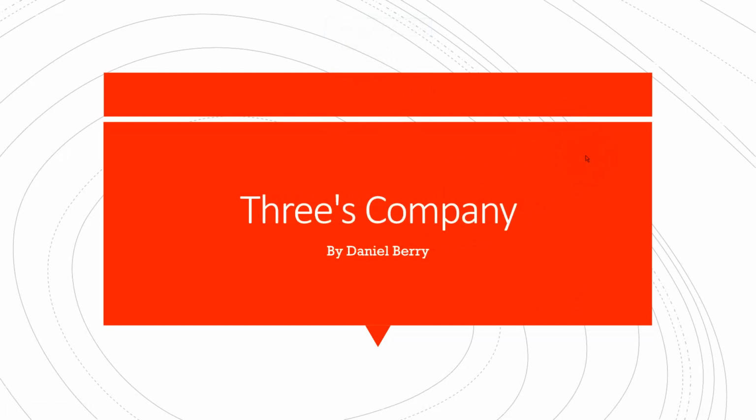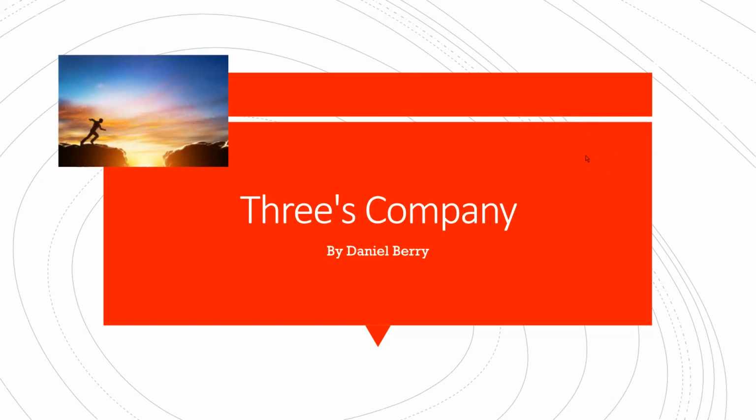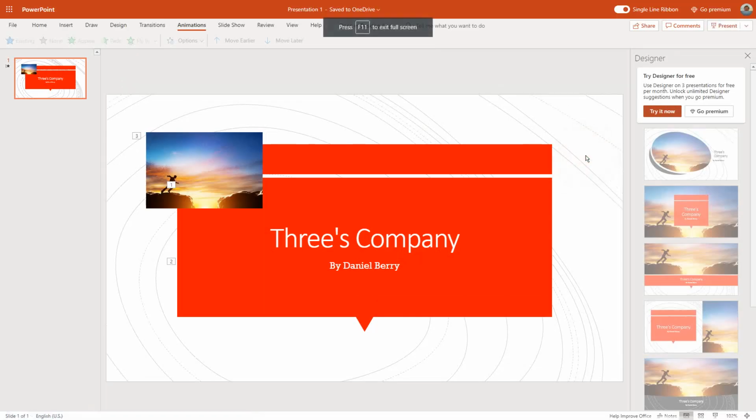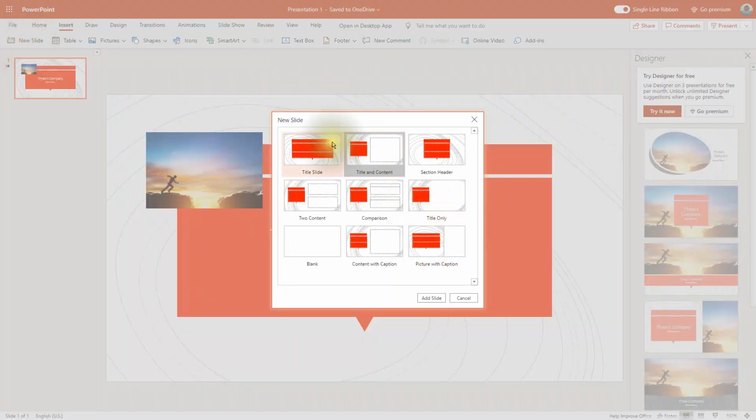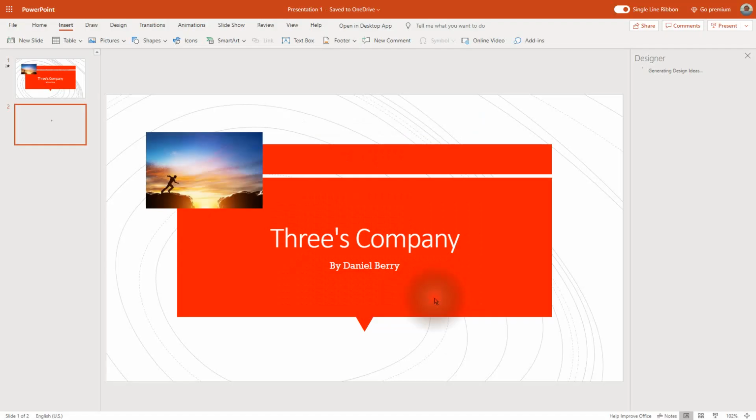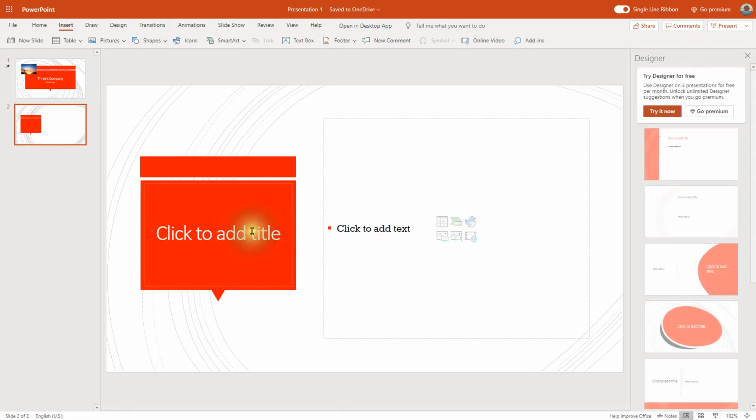And then to do these animations, simply click on your mouse clicker. And there's Three's Company by Daniel Barry, and the image expands out. Perfect. Click again and it ends it. Now if you like that slide, let's go ahead and insert a second one. So we go Insert, New Slide, and you choose the type of slide that you want. So let's choose title and content, and then you begin adding your text and images.